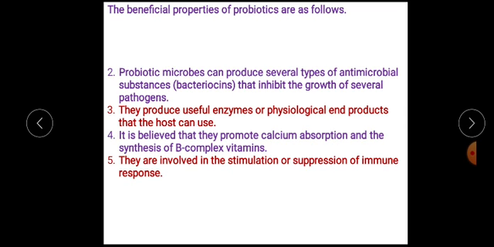Fourth one, it is believed that they promote calcium absorption from the food and synthesis of B complex vitamins. They are involved in stimulation and suppression of immune response. So this has been studied in animals, rabbits and rats. On the basis of this, conclusion is made that they are responsible for improving your resistance power.